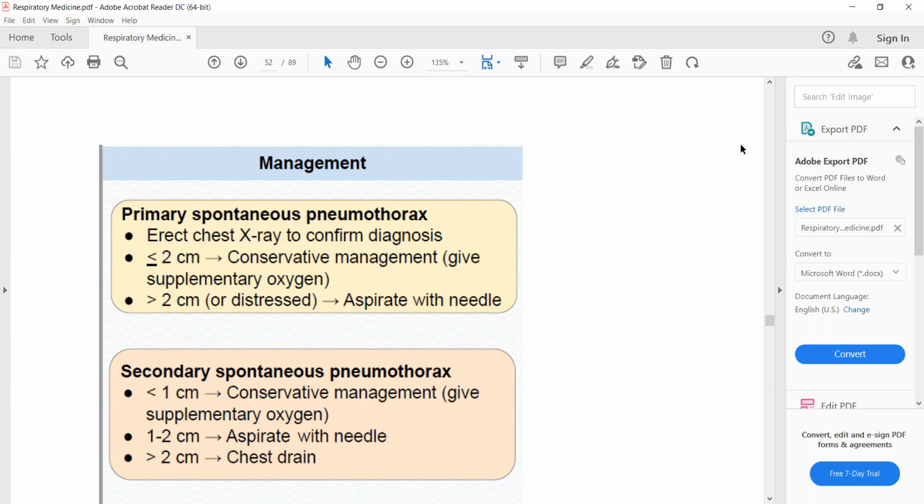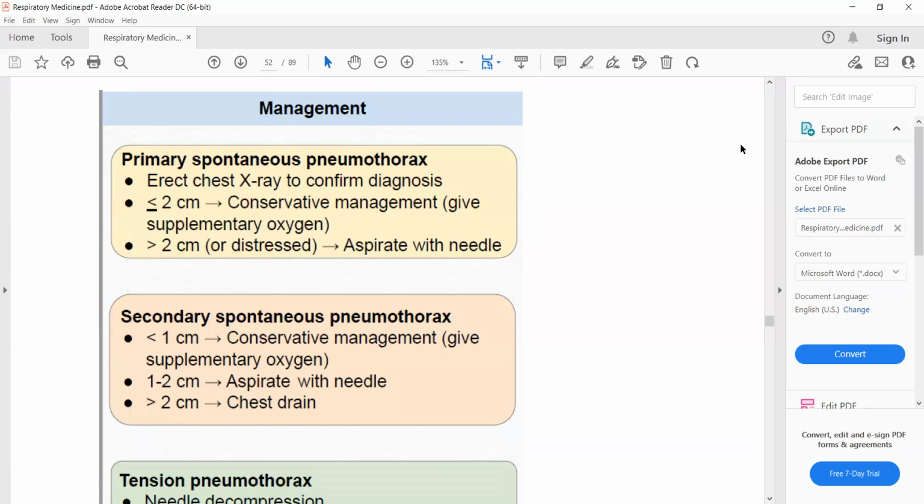And if the patient is stable and his oxygen saturation is normal, then the first thing that we'll do is a chest X-ray to confirm the diagnosis first. So now some points about primary spontaneous pneumothorax management and secondary spontaneous pneumothorax management. Primary spontaneous pneumothorax, if the rim of air is 2 centimeters or less, then we will only give supplementary oxygen. And if the rim of air is more than 2 centimeters or the patient is distressed, then we'll aspirate the air with a needle.